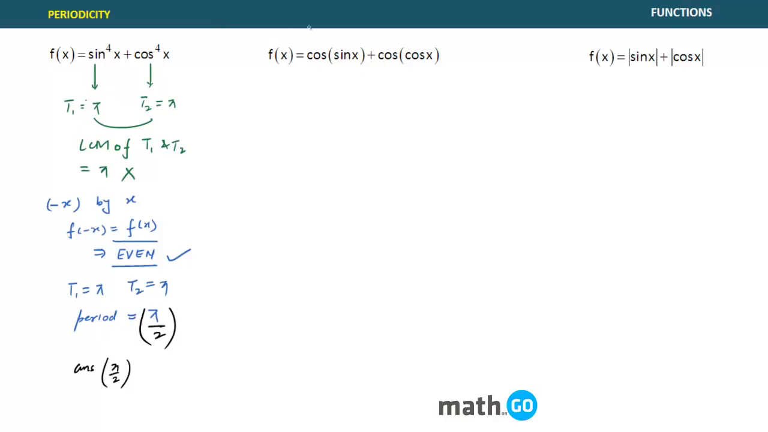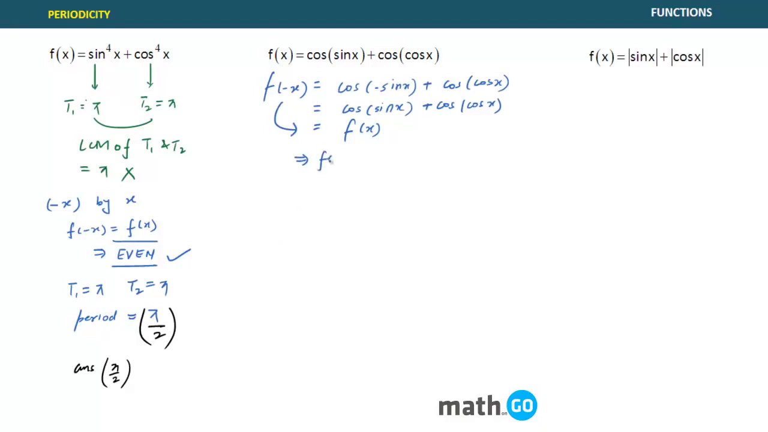Now similarly, let's apply this and this. First of all, tell me, if I put minus x instead of x, what will this become? It will be something of minus sine x, because sine of minus x is minus sine x, and this will become cos of minus x, which is nothing but cos x. And if you see, this will again return you the same function. So that means this is an even function, because by replacing x with minus x you are still getting f(x). So that implies f(x) is even, right?